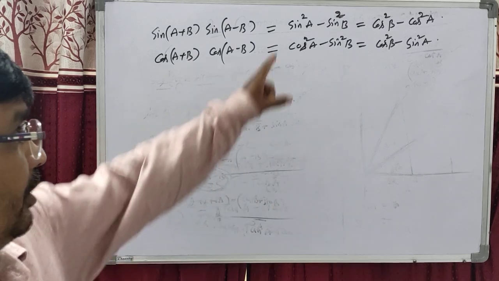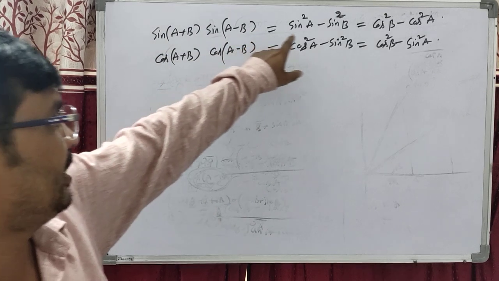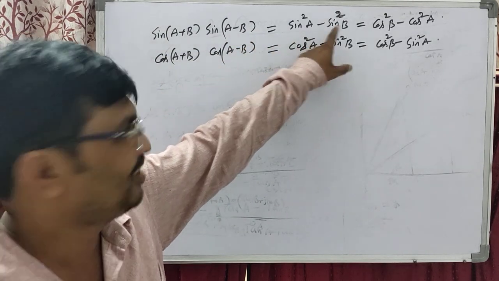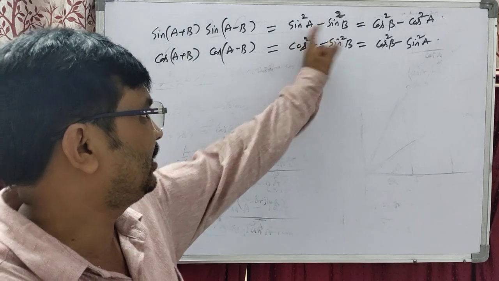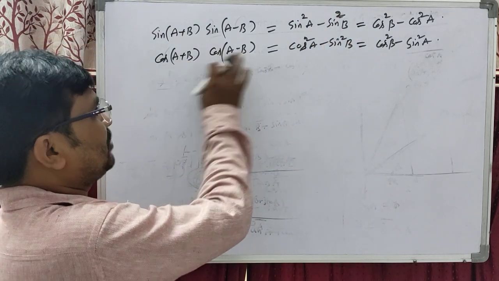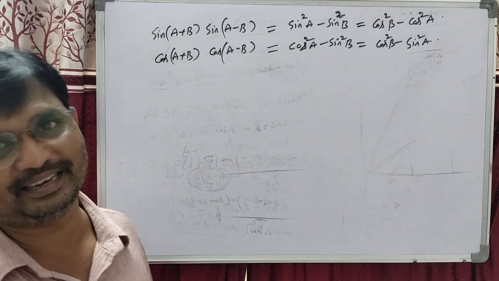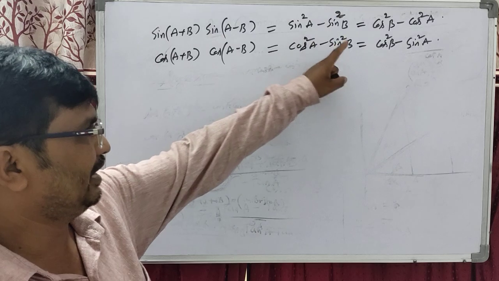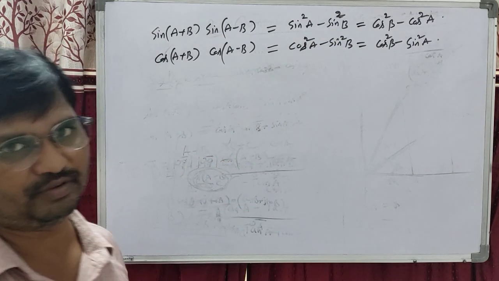Observing the formula, dear students, in sine of (A plus B) into sine of (A minus B), both are sine or both are cos. When we are taking the sine, first A, next will come B. But whereas in cos (A plus B) into cos (A minus B), one of them is cos and the other one is sine: cos square A minus sine square B, or cos square B minus sine square A.